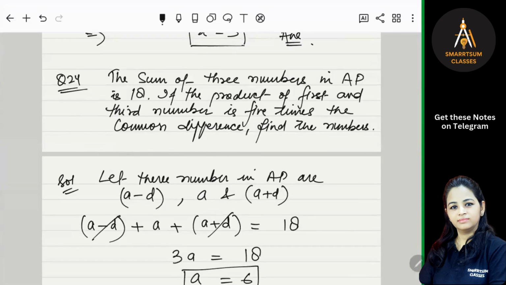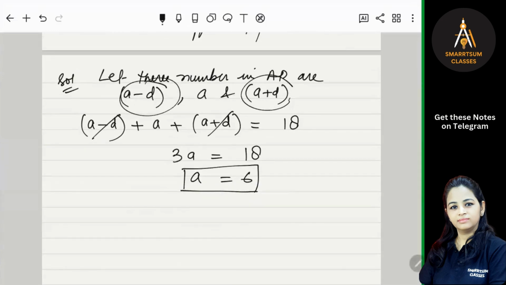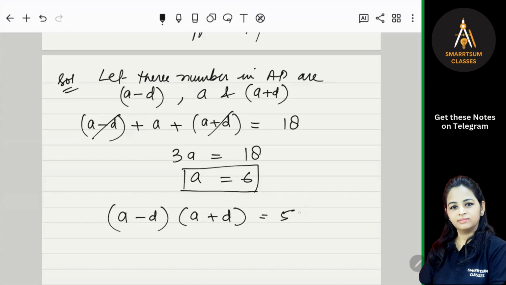Now the second condition which is given here, that the product of first and third number is 5 times the common difference. So common difference here is D. And the product of first and third number. So this is our first number and this is our third number. So multiply. The product of first and third number means A minus D into A plus D. This is equal to 5 times the common difference, means 5D. So now A square minus D square is equal to 5D.